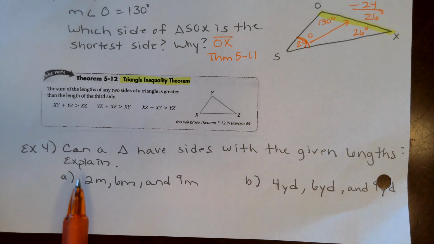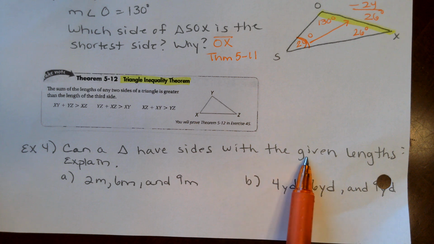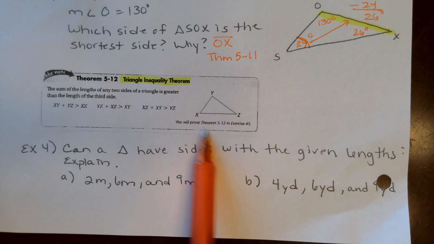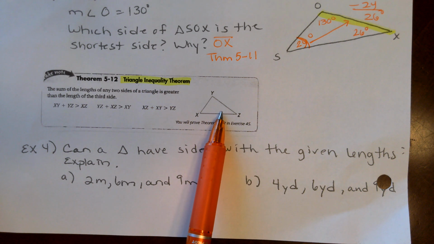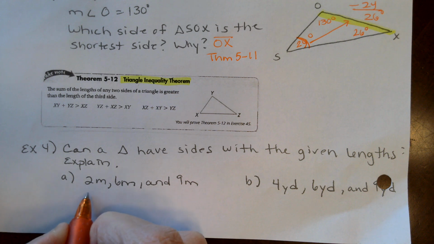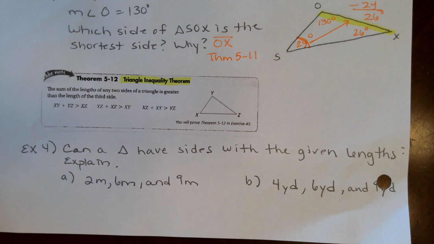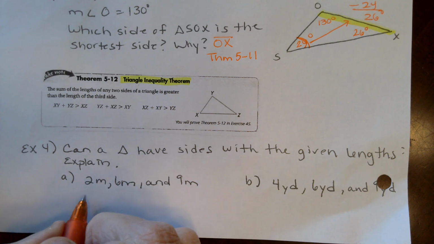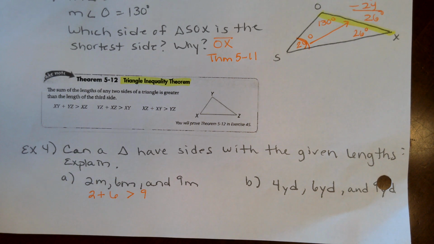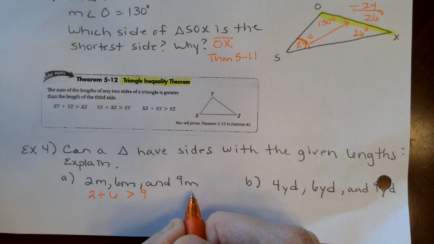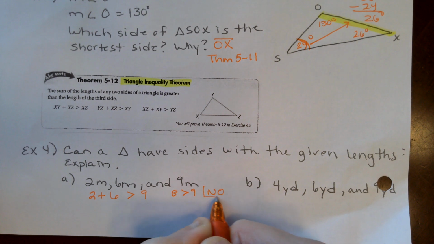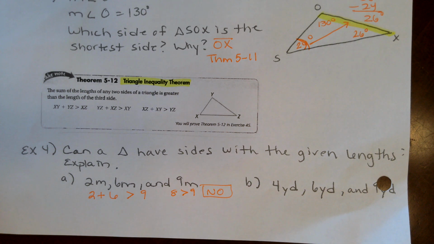So when you are asked, can this triangle have the given lengths? Well, you have to make sure you can make a triangle out of it. So you'd have to check them. I'm going to start with all three combinations, which is what you should check. Is 2 plus 6 going to be bigger than 9? No. I already have my answer. This cannot be a triangle.